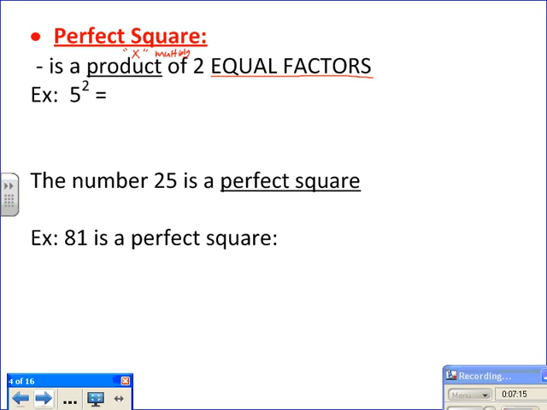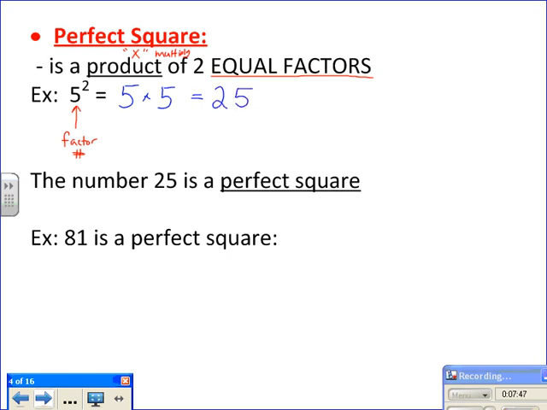So 5 squared, 5 is my factor, or my number. If I square it, it literally means to multiply it by itself. So 5 squared tells me to take 5 and multiply it again by itself. So 5 times 5 is 25.